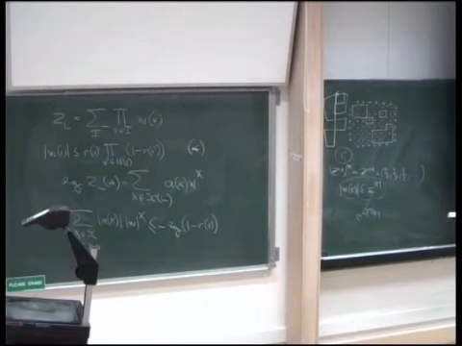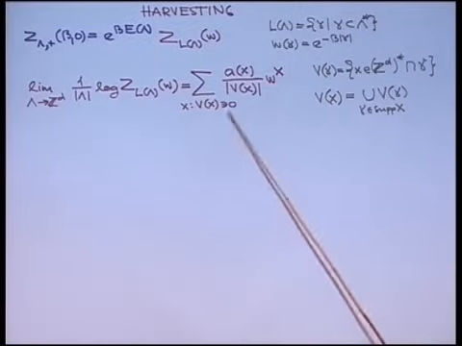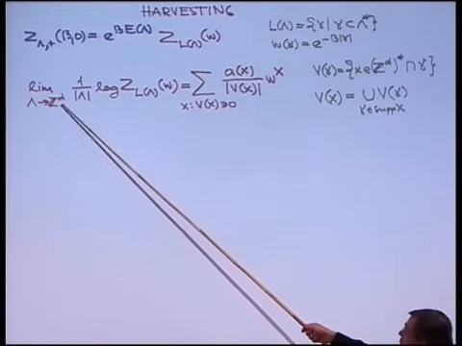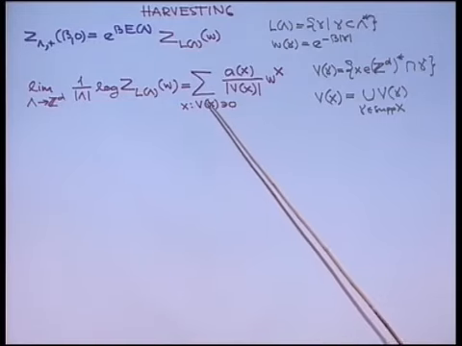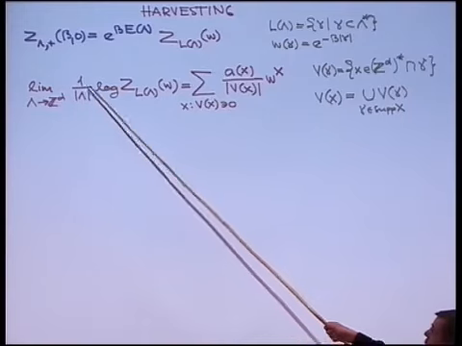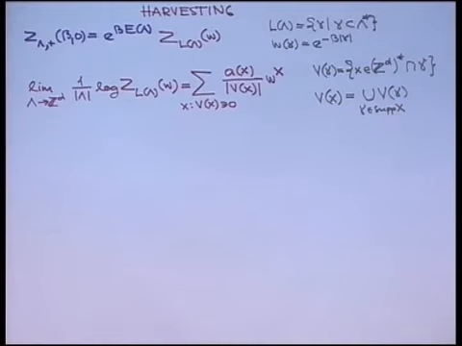So in particular, we can show that this thing makes sense. We have a formula for it. And as I will show you right now, we can actually compute explicitly the limit, okay? So here is an explicit formula for the limit, lambda going to infinity, of 1 over lambda logarithm of Z_L lambda of W. Okay? And the formula is like that.